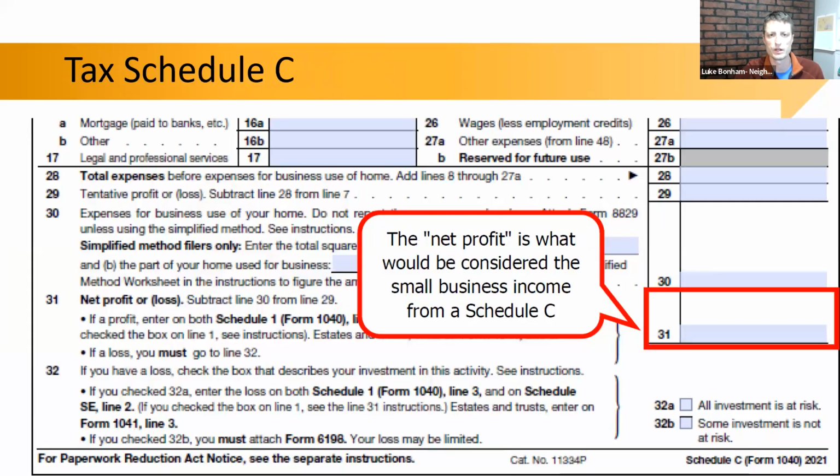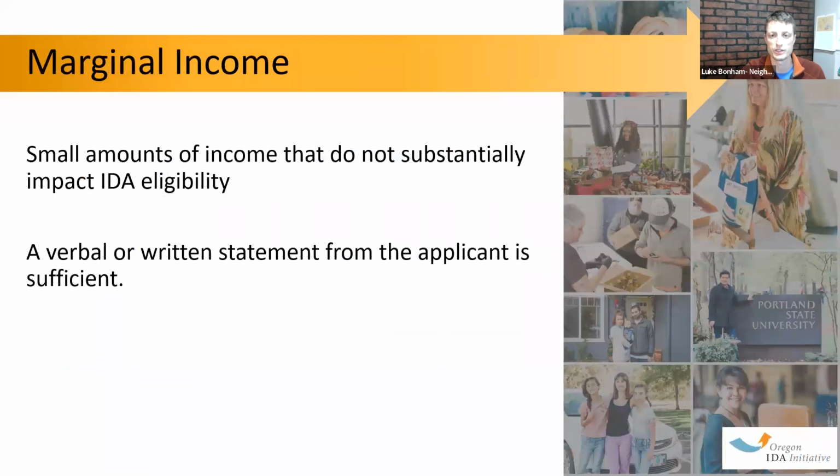Here's an example of a tax schedule C, if this is what they give to show their last year's net profit. Taxes are an acceptable source of documentation if it's from the most recent tax year and if it's an accurate representation of their current self-employment profits. Next, I want to explain what to do with marginal income, which is small amounts of income that do not substantially impact IDA eligibility. If an applicant is reporting marginal income, a verbal or written statement is sufficient.